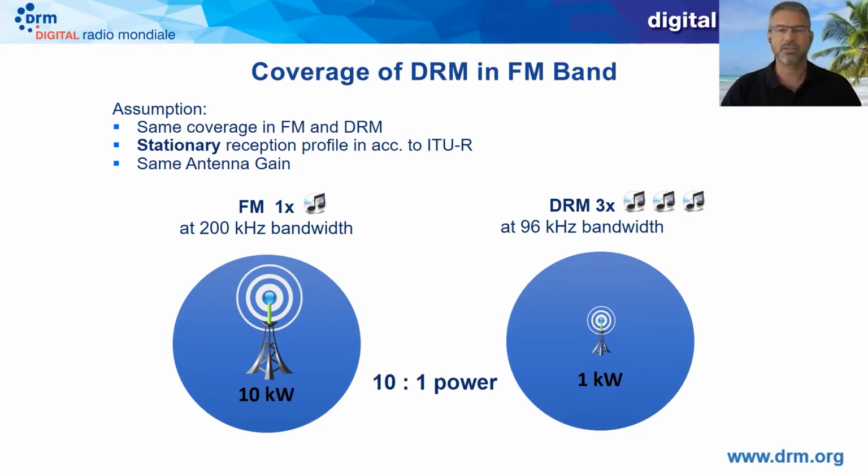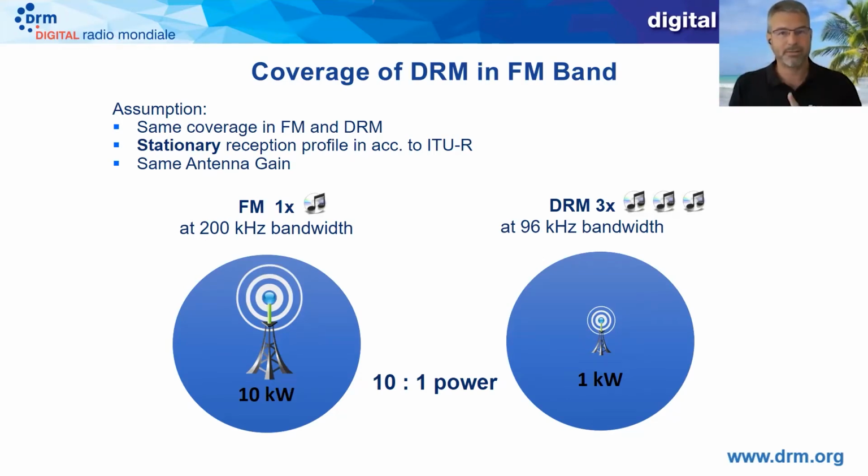If you imagine you have an existing 10 kilowatt, quite high power FM transmitter, covering a certain area, a certain city, for example, and consuming 200 kilohertz of bandwidth on air. What would be the equivalent in DRM? Well, the equivalent would be roughly saving 90% of transmission power. A 1 kilowatt, maybe 2 kilowatt, that's all you need in terms of power consumption to get roughly the same coverage area, depending, of course, on the exact scenario that you want to cover.